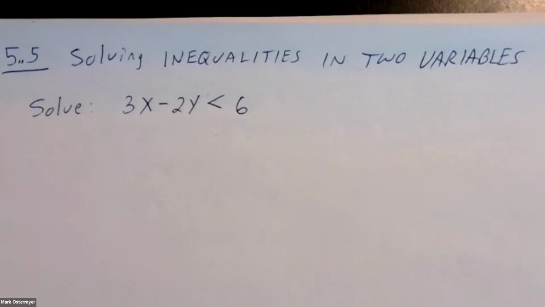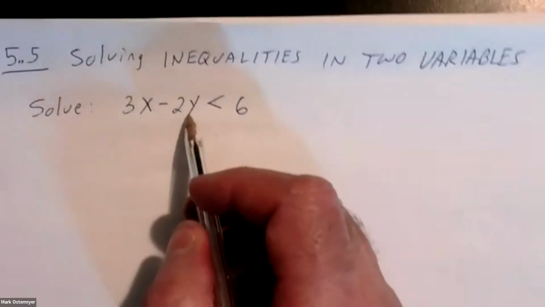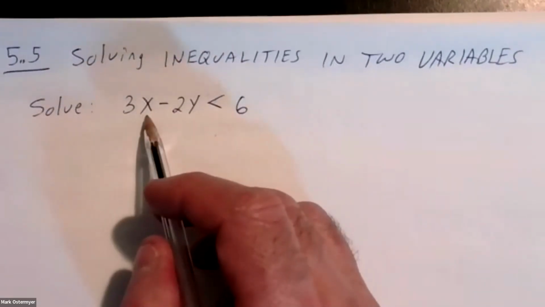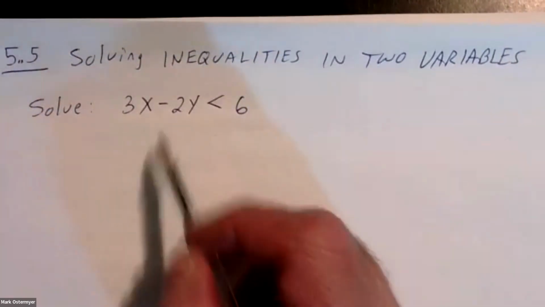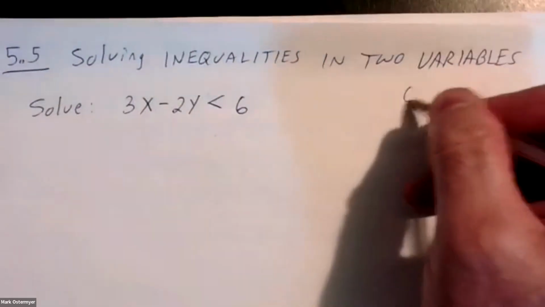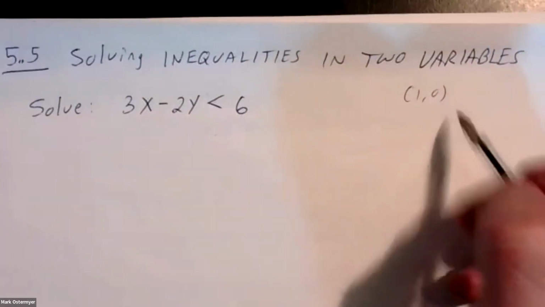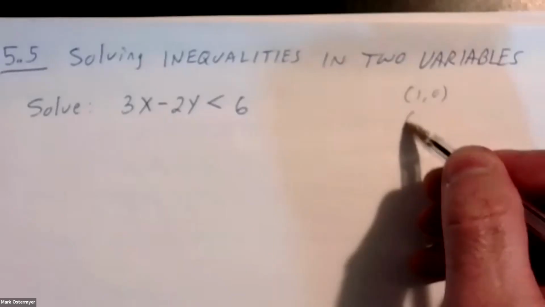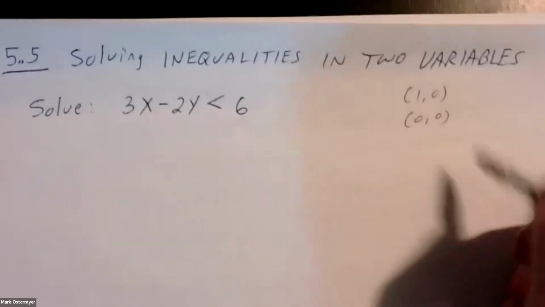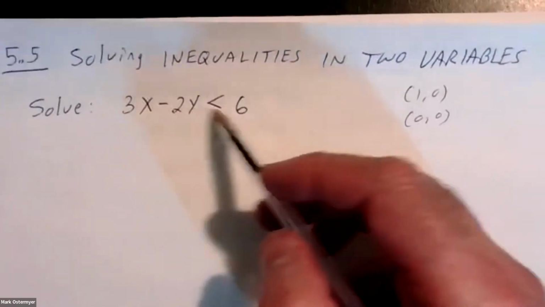You know, I could think of one. How about 1, 0? The ordered pair 1, 0, would that be a solution? If you put 1 in for x and 0 in for y, isn't 3 times 1, 3? Isn't 3 less than 6? So 1, 0 would be an ordered pair solution. Are there any other solutions? 0, 0. 0, 0 would be a solution. That works. 0 minus 0 is 0. 0 is less than 6.